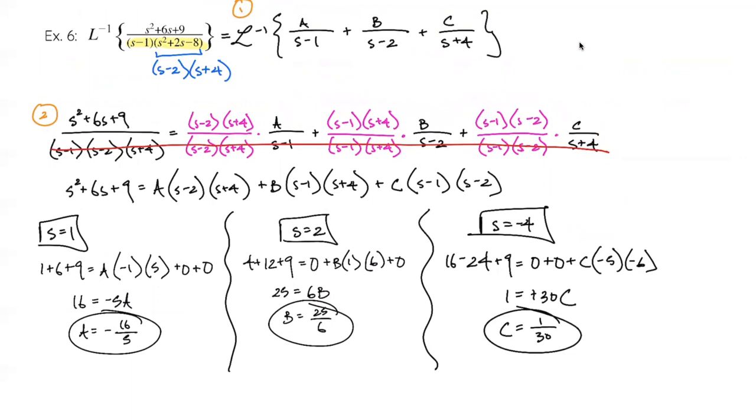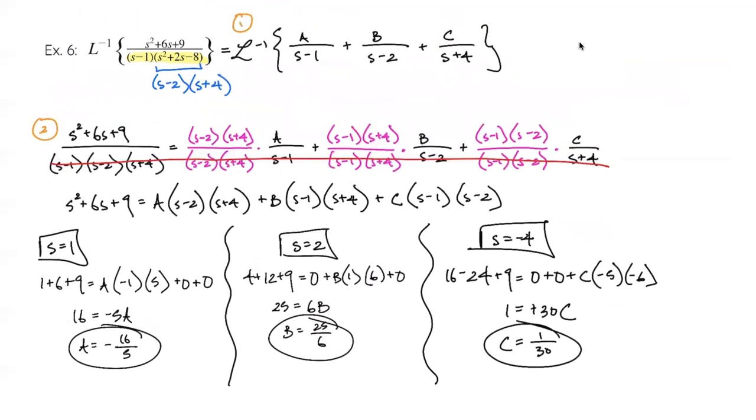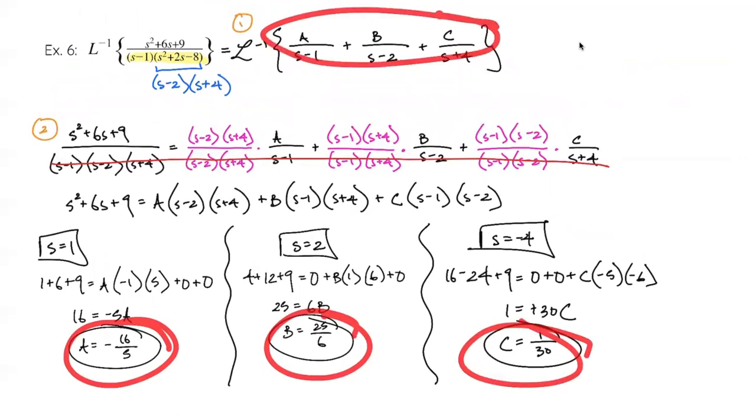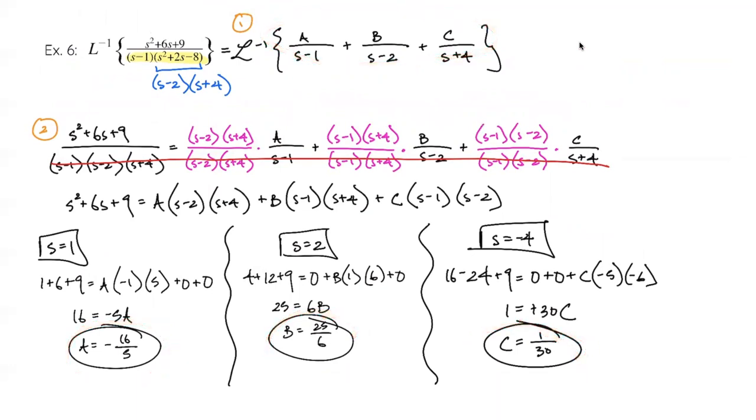Now all we need to do, we're gonna take our A, our B, our C, we're gonna stick them back into our partial fraction decomposition. And now we're gonna be able to use that table. We just have a constant that we need to multiply what we get from our table.